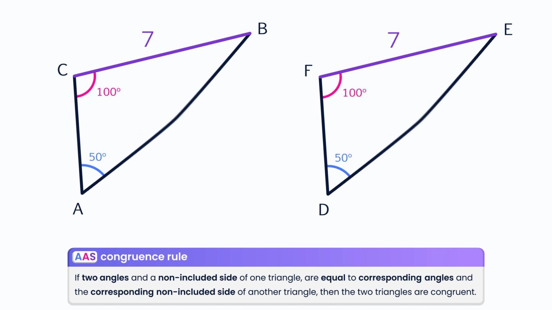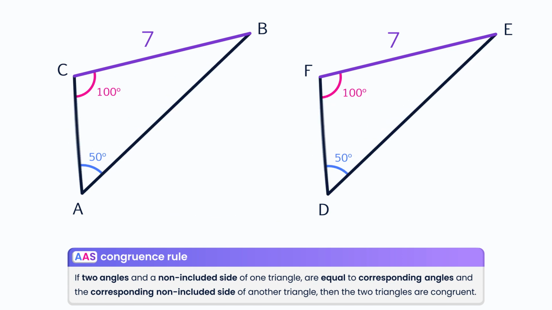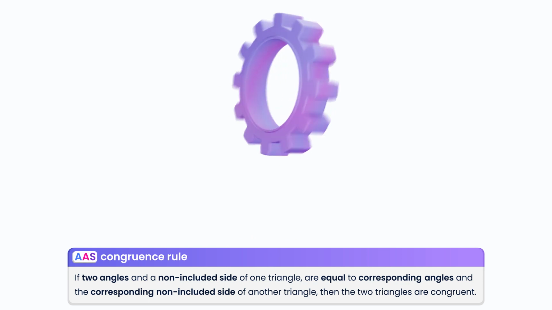Despite knowing nothing about the length of the two remaining sides or the size of the third angle, the AAS congruence rule has helped you conclude that the two triangles are congruent in this case. Now let's look at a final example.